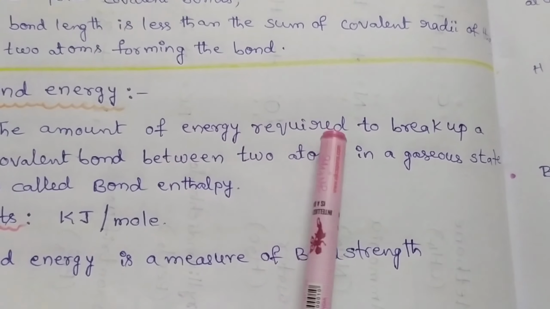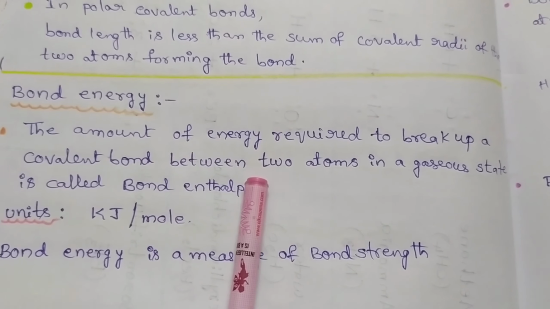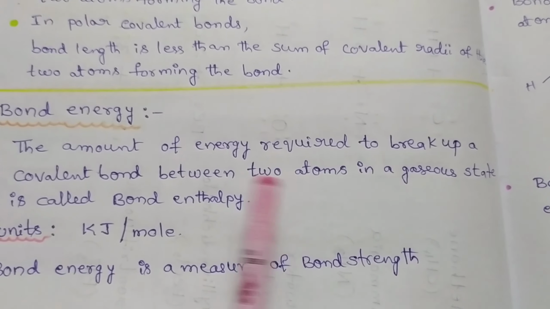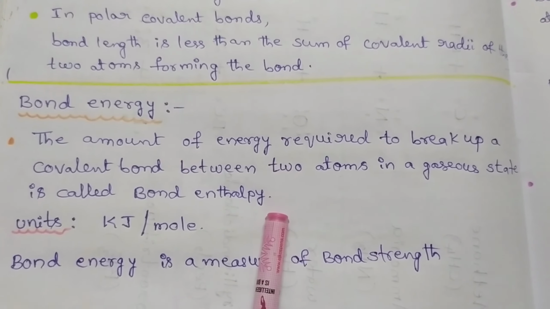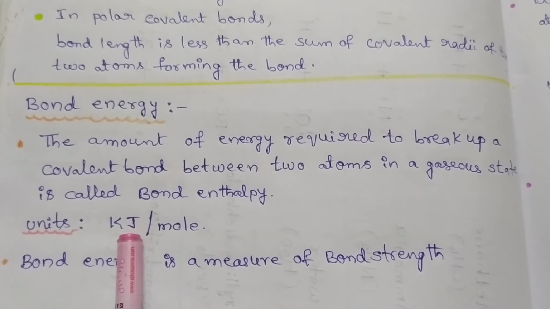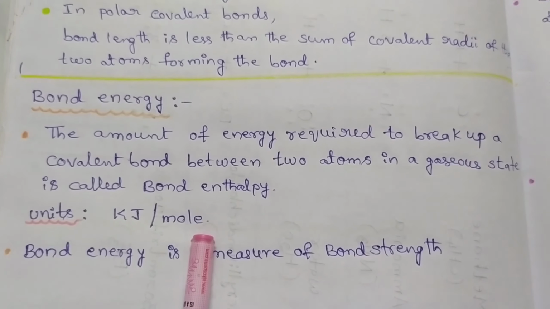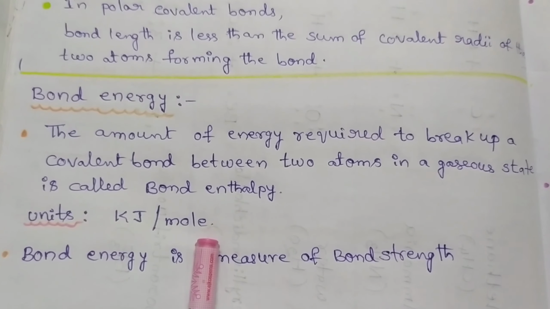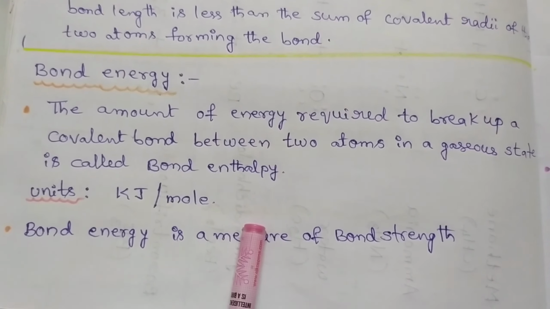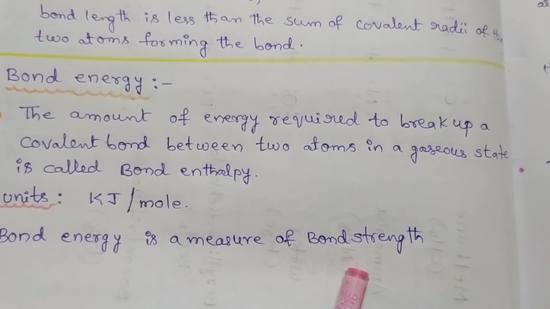Now we discuss the bond energy. The amount of energy required to break a covalent bond between the two atoms in a gaseous state is called bond energy. The units of bond energy are kilojoule per mole. That means if you have to break 1 mole of molecule, we require 1 kilojoule of energy. Bond energy is a measure of bond strength.